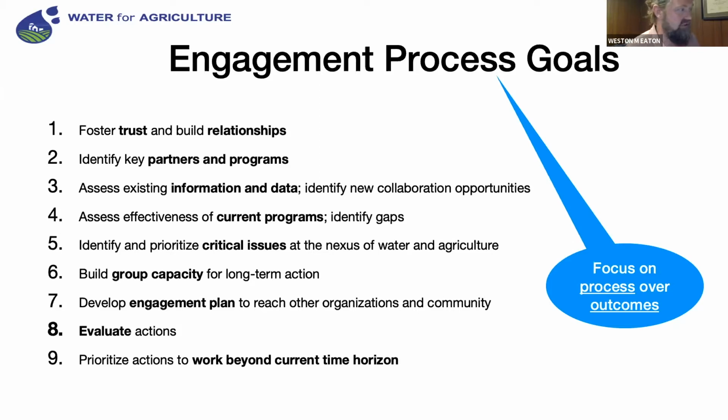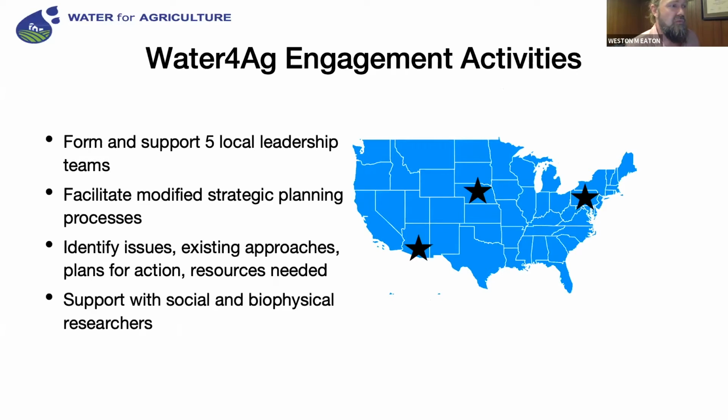Identify and prioritize critical issues, build capacity, develop a plan, evaluate, and prioritize what we're going to do next beyond the 5 years of this project. I just wanted to highlight that our focus here is on the process, over us as the facilitators of the Water for Ag project leading these things, identifying what those outcomes should be, what environmental issue needs to be addressed, for instance. Our job is to hold these process things constant, to come to the end that the group decides to come to. So how are we doing this?